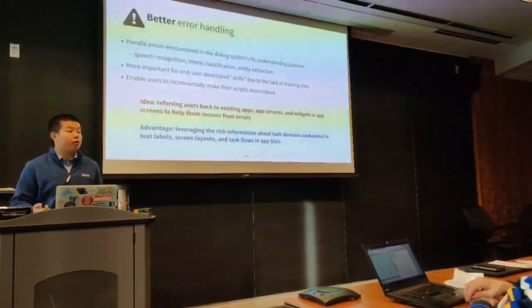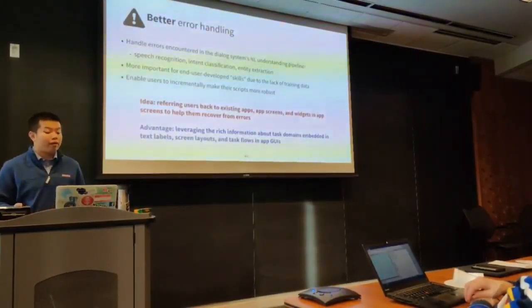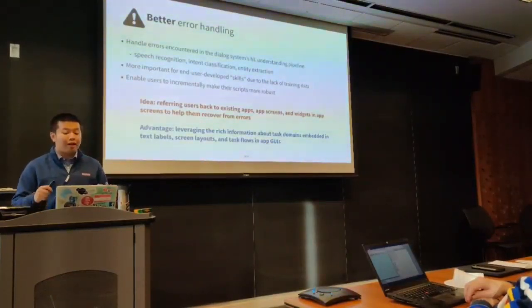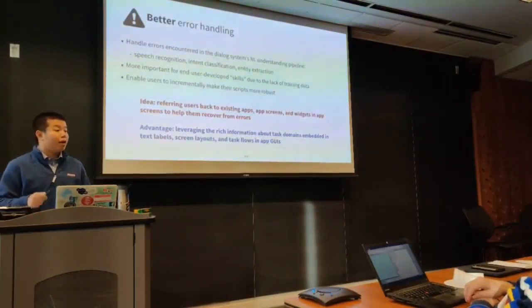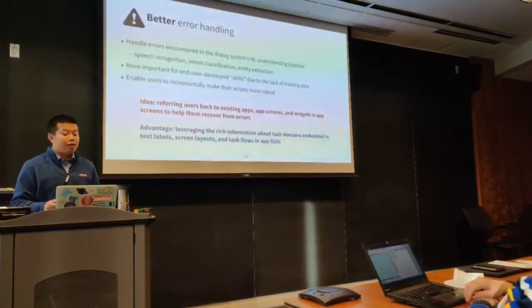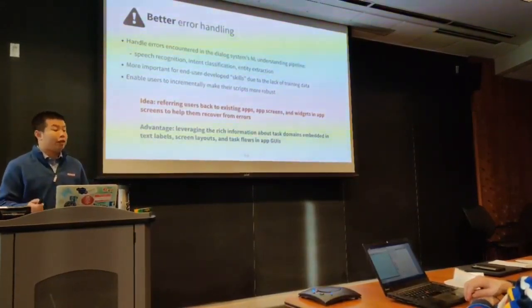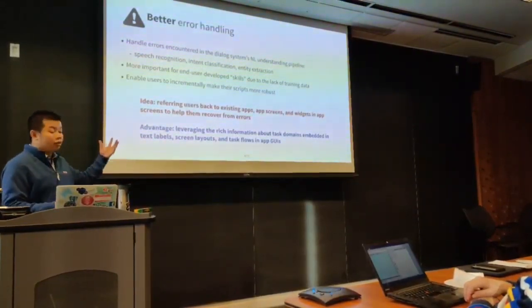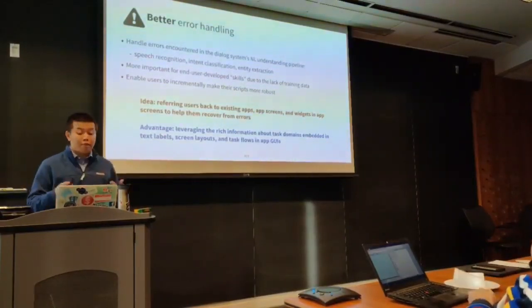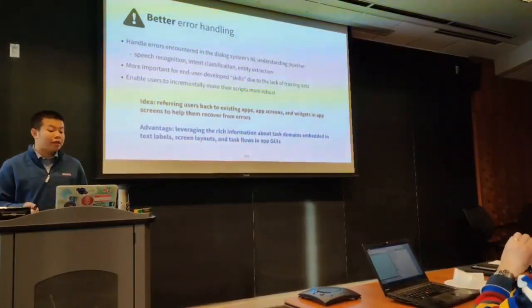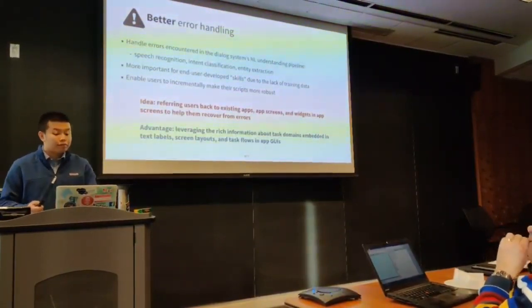Another planned work is to support better error handling. As I discussed, the current version of Sugilite has an error handling mechanism for handling execution time errors when running a script. I plan to expand this error handling mechanism to support handling errors encountered in the dialogue system's natural language understanding pipeline, such as speech recognition, intent classification, and entity extraction.